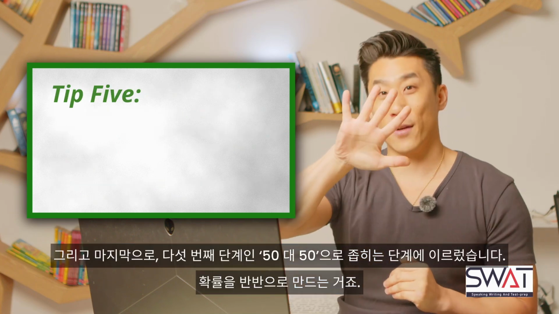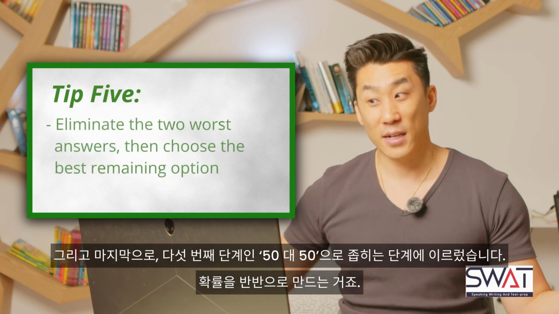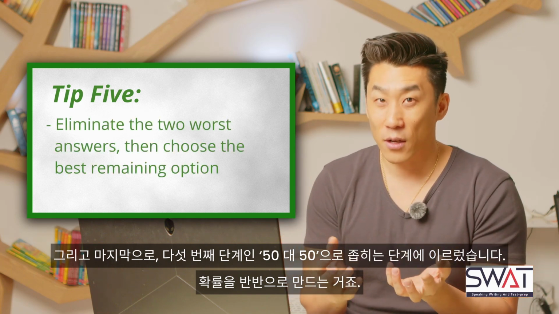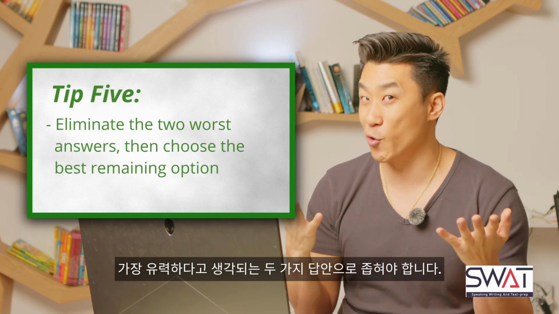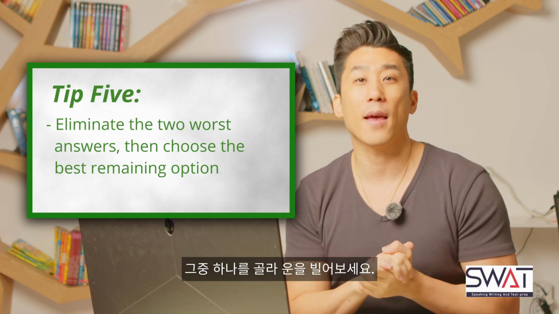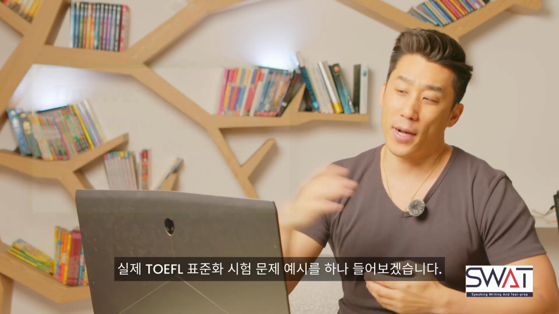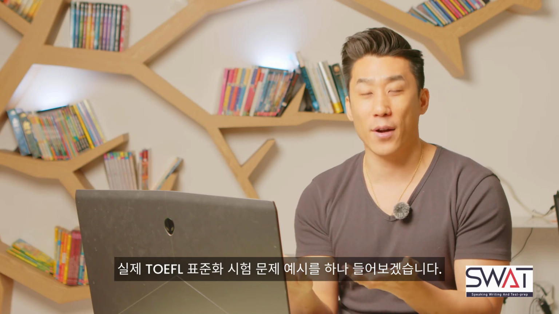And finally, we're down to step number 5, which is get it down to a 50-50. Okay, eliminate the 2 worst answers, get it down to what you believe to be the 2 best answers, pick and pray. So we've got an example from an actual standardized TOEFL test.